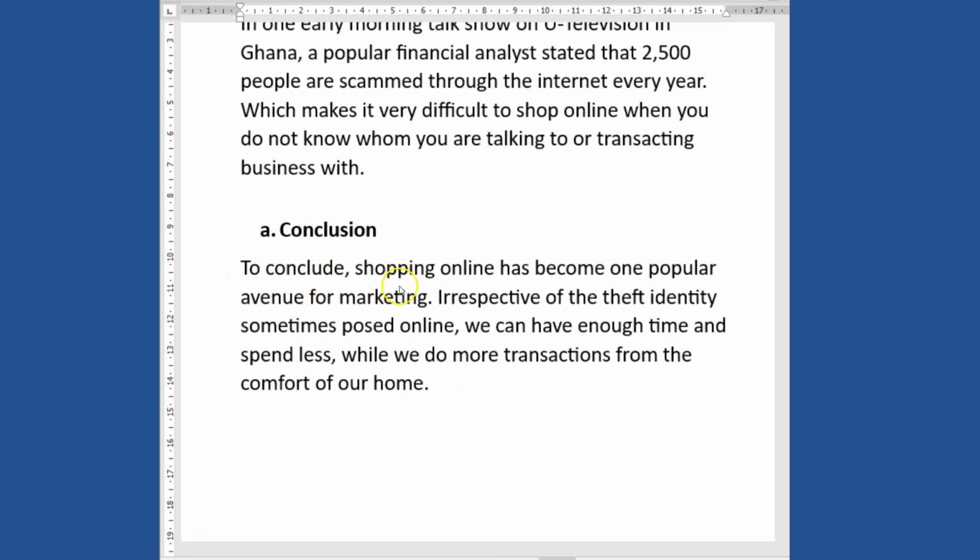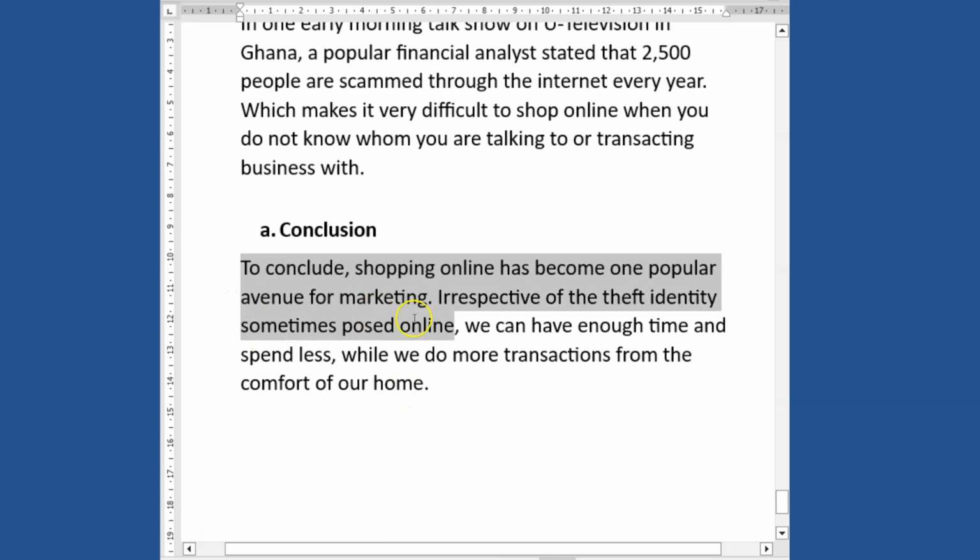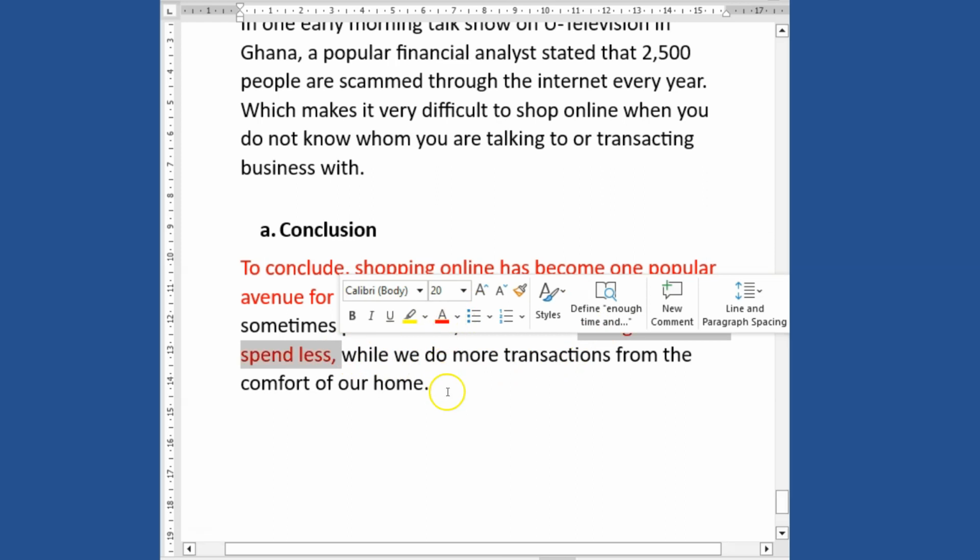To conclude, shopping online has become one popular avenue for marketing. Irrespective of the identity theft sometimes posed online, we can have enough time and spend less while we do more transactions from the comfort of our home. So you can see it's a summary of the idea of the question and then the two points that we raised in it, which is identity theft, and then we have time and less money spent on the internet.